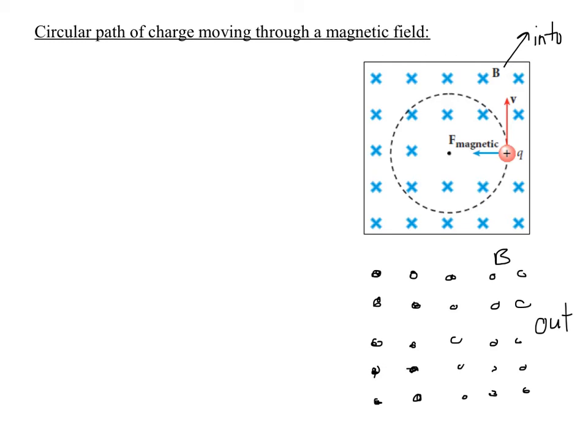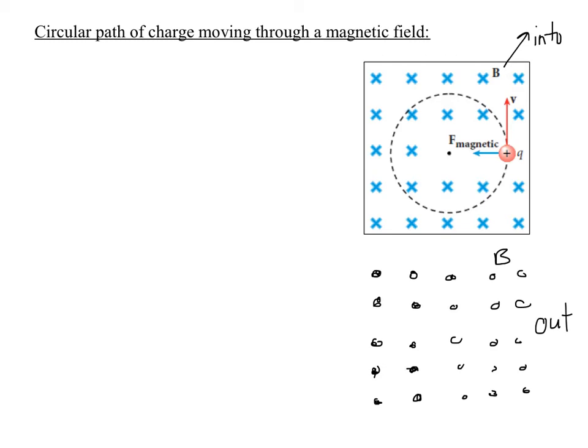If you want a particle moving in some sort of circular fashion, having a magnetic field present to help you with that is very useful. This particle will continue to change its velocity vector, and so will the F magnetic. It will always be toward the center. So F magnetic is your centripetal force.